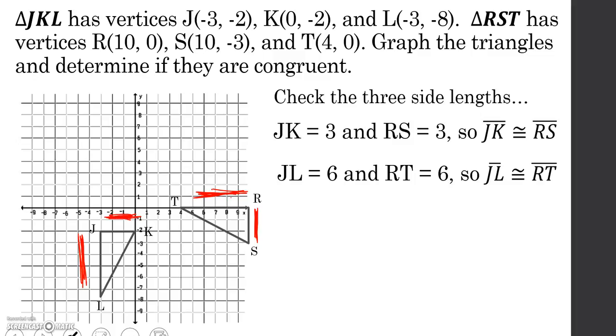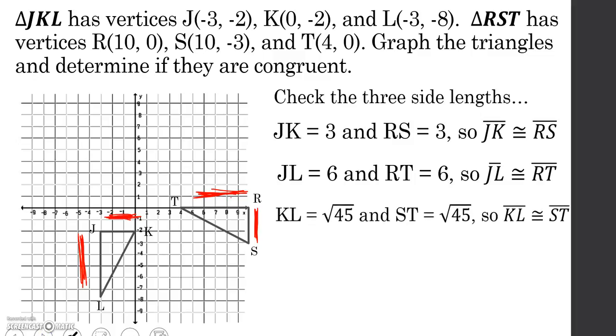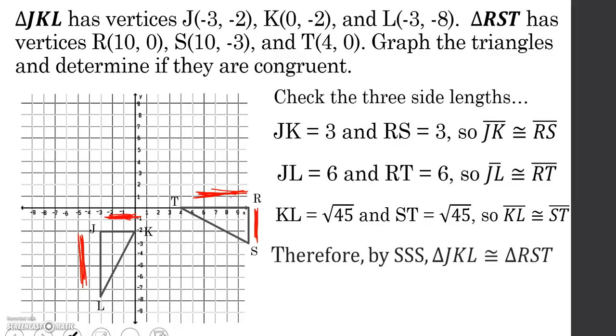And so then finally, for KL and TS, we're going to use the distance formula, and we can see that both of them get to be the square root of 45, or 6 point something, depending upon how you did that. And so because all three lengths are going to be the same, by side, side, side, that's enough information. And so I can say that triangle JKL is congruent to triangle RST. And that's kind of the big idea behind side, side, side. All you need to do is in some way show that the triangles are congruent.